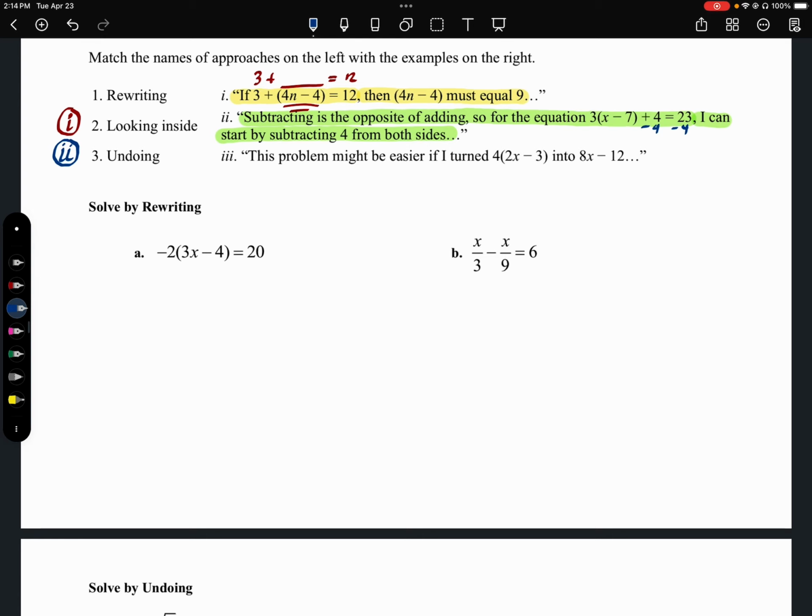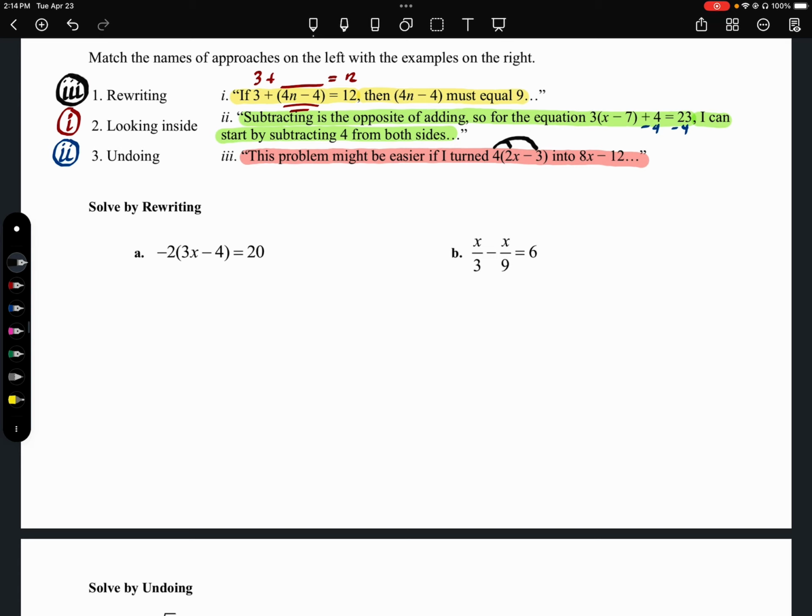And by process of elimination, we know what the rewriting would be, but let's just read it anyway. So we've got on this one, this problem might be easier if I turned 4 times 2x minus 3 into 8x minus 12. And if you think about what property happened there, well, we use the distributive property to turn that into 8x minus 12. So that means that choice number 3 must go up here with rewriting. So those are our answers.